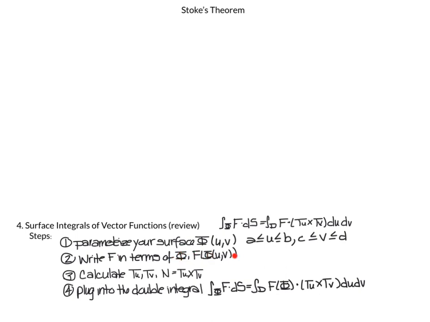calculate the tangent vectors of phi of our surface, and then find the normal to our surface, and then finally plug into our double integral so that our integral of f over a surface is equal to the double integral, using our parameterization for our limits of integration, du dv. Then f, this is actually f composed with phi, dotted with our normal, Tu cross Tv.